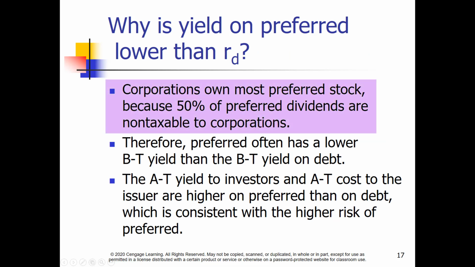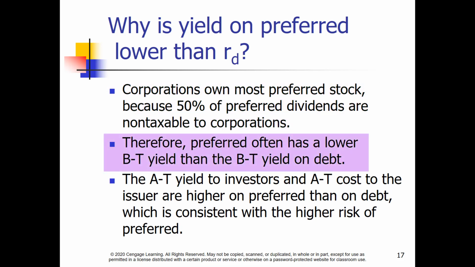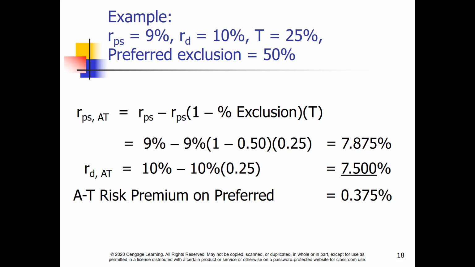Remember the tax exemption for firms owning other firms' stock? Most preferred is owned by other companies and is 50% tax exempt. Thus, the before-tax yield on preferred is lower than on debt, even though it's riskier. Here's an example. If preferred is owned by corporations using the 50% exemption, then their after-tax return is 7.875 versus debt's after-tax return of 7.5, which is consistent with a risk premium on preferred.